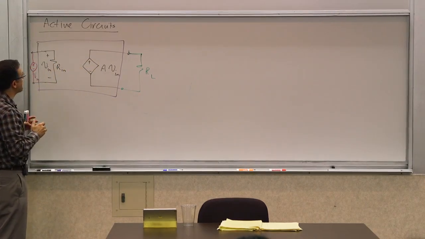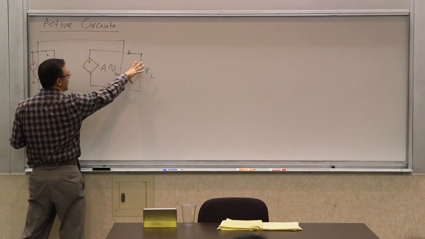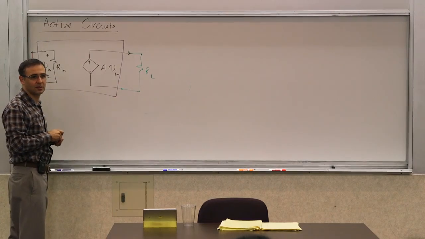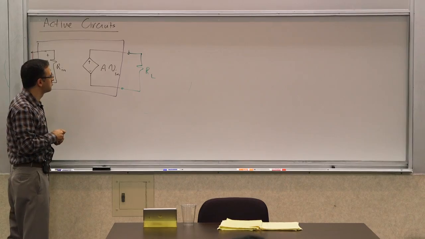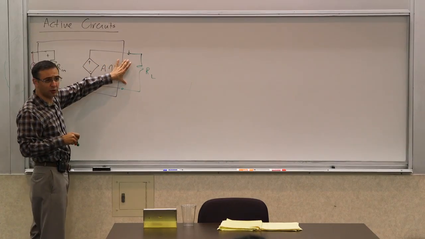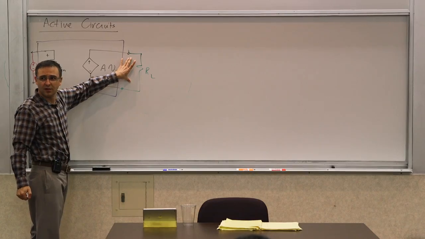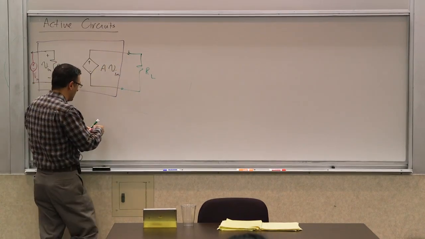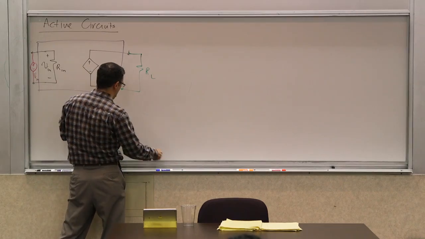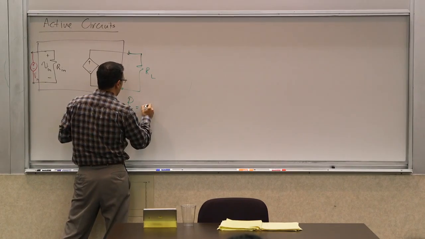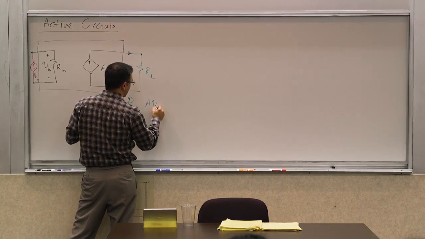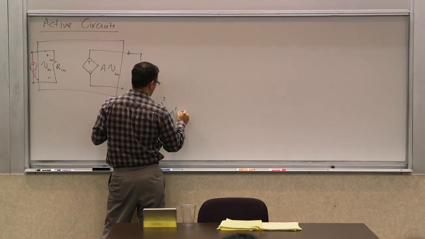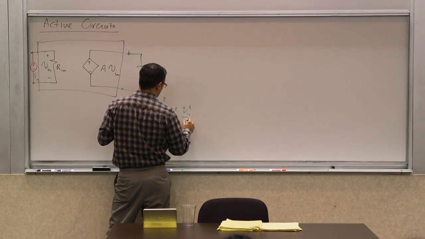Now, what is the power that's delivered to RL in terms of V in? You know the voltage across the thing, and you have a resistor. What is the power delivered to a resistor if you know its voltage? V squared over R, right? So the power going into this, let's call it PL, is V squared over RL, which is A V in squared over RL. So it's A squared V in squared over RL.